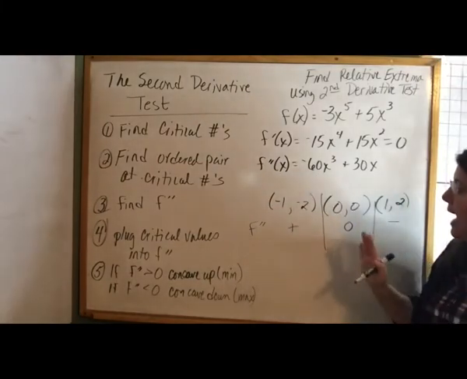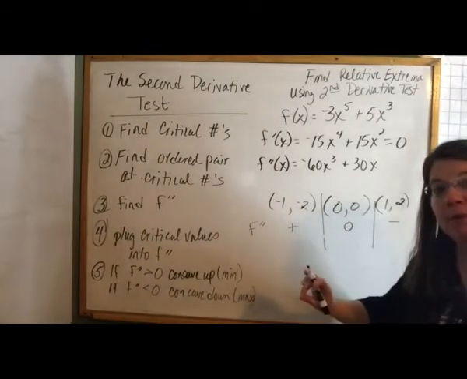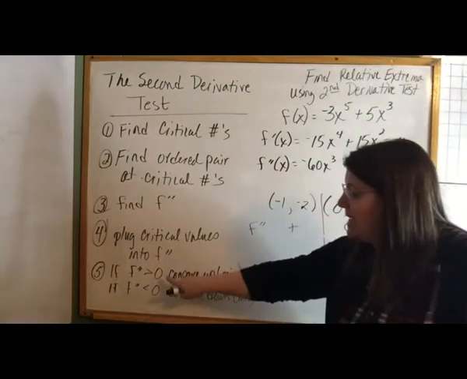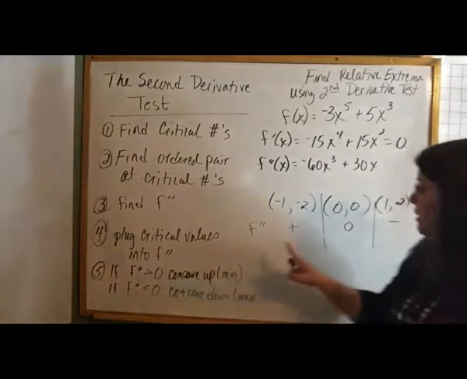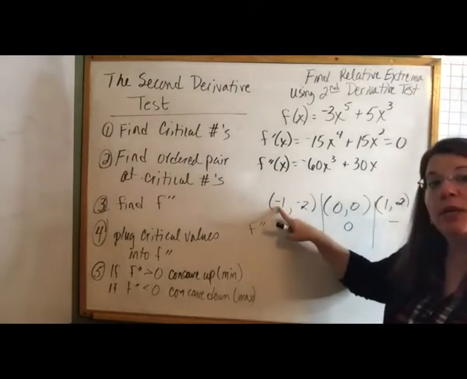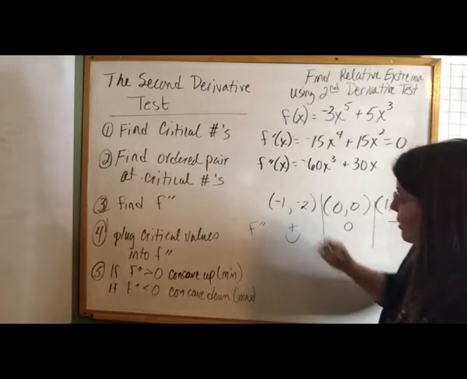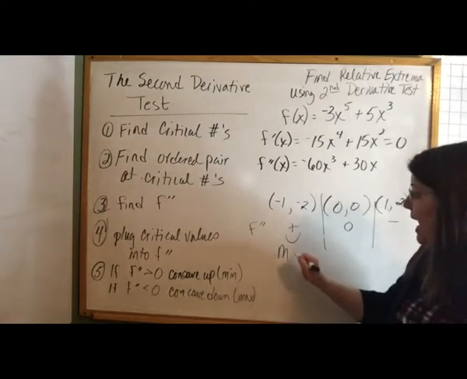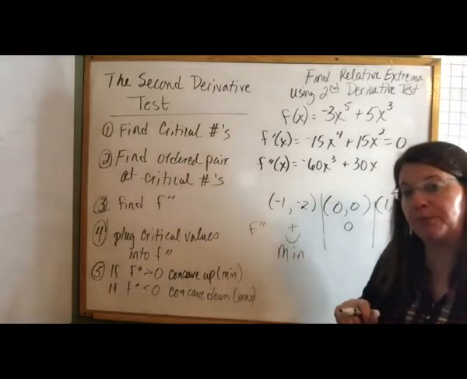Okay, now I need to use this chart to determine where my relative maximums and minimums are. Now, we've plugged into f double prime. Now we need to analyze what we got. If f double prime is positive, or greater than 0, then it's concave up. So that means at the point negative 1, negative 2, the graph is concave up. If it's concave up, it looks like that, making the point negative 1, negative 2 a minimum. So we have a minimum value at the point negative 1, negative 2.